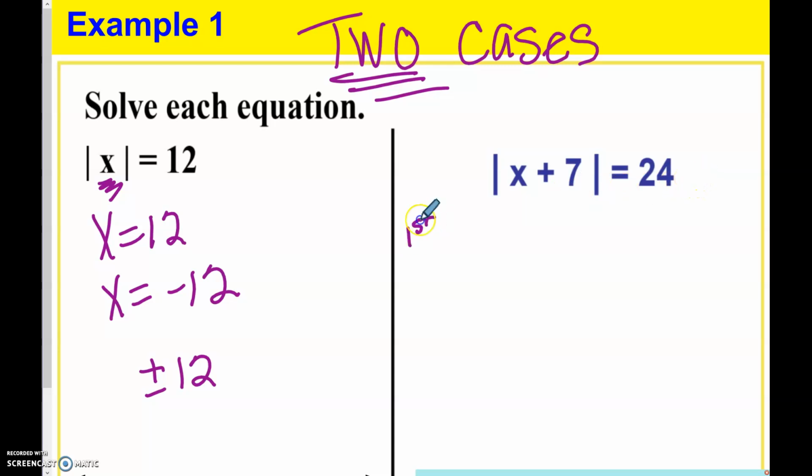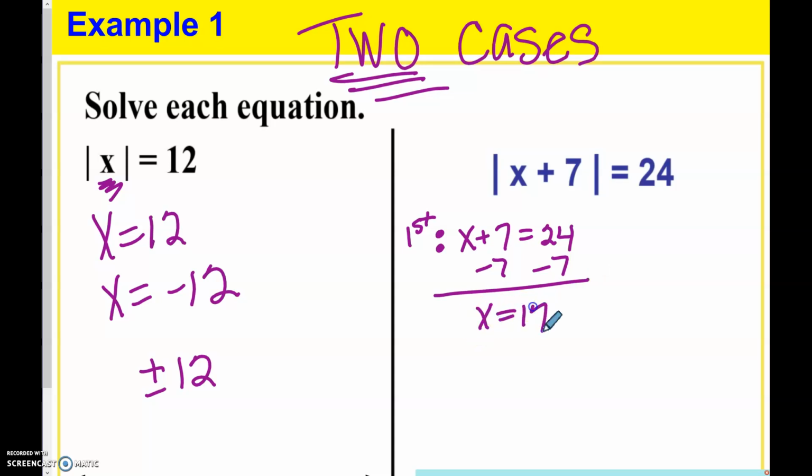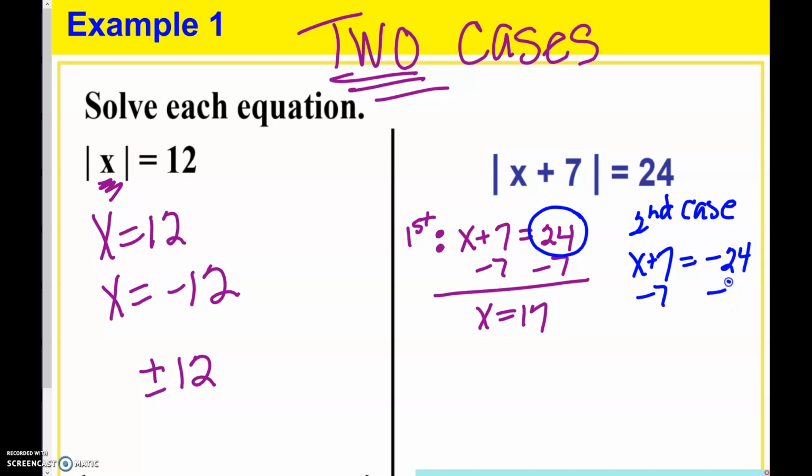Okay, so here's the problem. Remember, there's 2 cases. So the first case, you're going to set up exactly what it says without the absolute values. And now we're going to solve this. So we're going to subtract 7 from both sides. And 24 minus 7 is going to give us 17. So one answer is 17. And then the second case, we're going to say x plus 7 equals, and see over here I put a positive 24, and then I'm going to put a negative 24. So now I'm going to subtract 7 and subtract 7. So negative 24 minus 7 is going to be a negative 31. Okay, so we're going to end up with 2 solutions here.